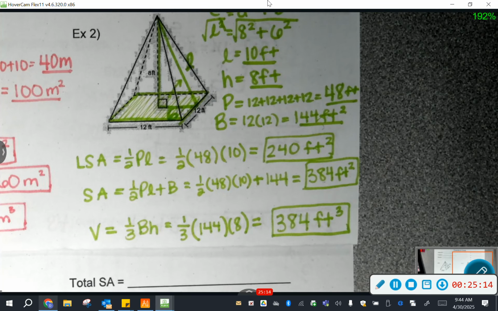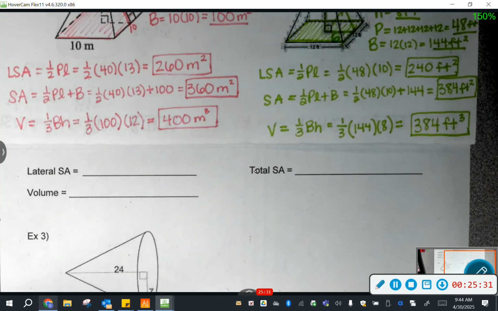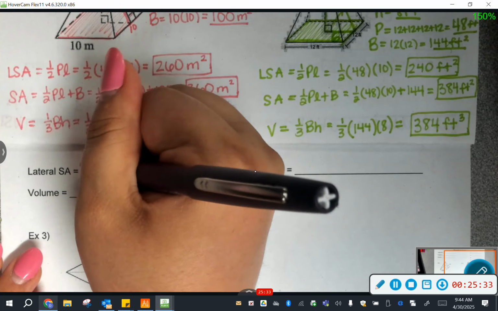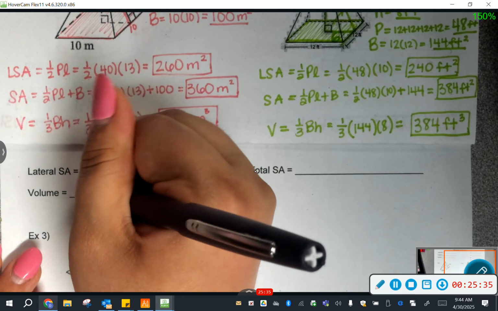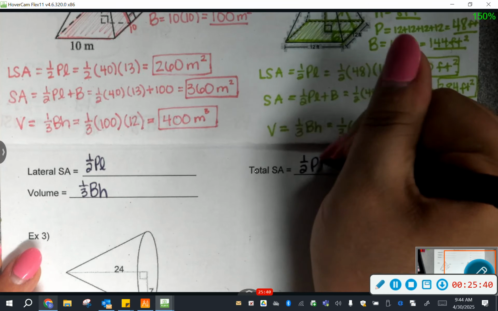Unfortunately, we're only halfway done with the notes. What? How? Because we have the bottom part. But the bottom part's going to go a lot quicker. We do need to know about cones. What's nice about cones is cones are actually the same formulas. 1/2 PL, 1/3 big BH, and 1/2 PL plus B.